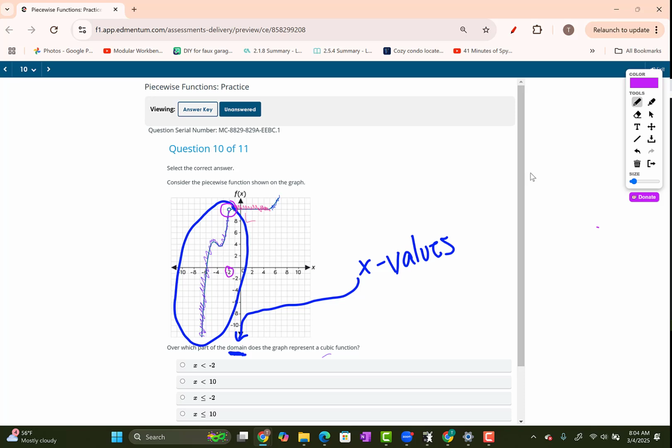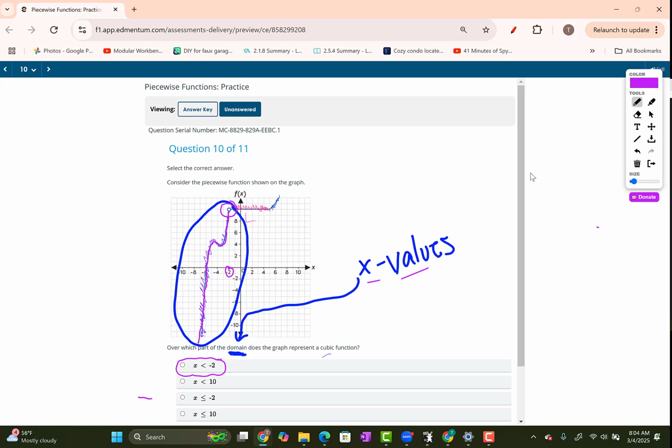And then this graph, the y values are obviously getting smaller. But again, all we care about are the x values because we're talking about the domain. The x values are getting smaller because this graph is going to the left. Slowly, but it is continually going to the left forever and ever. So all the x values are x is less than -2.